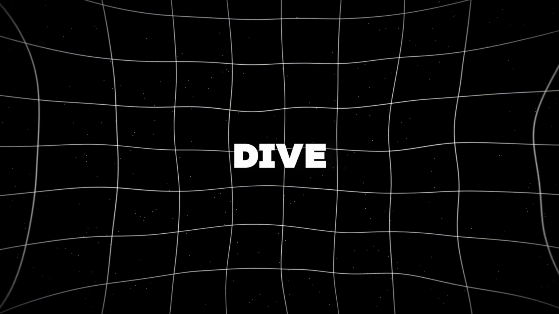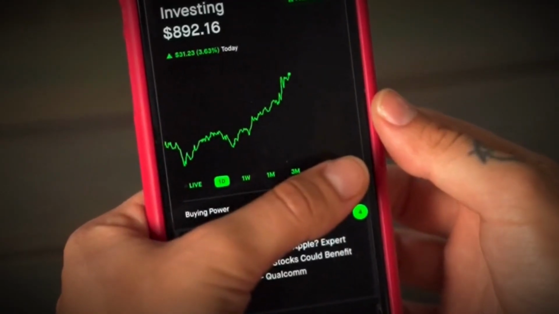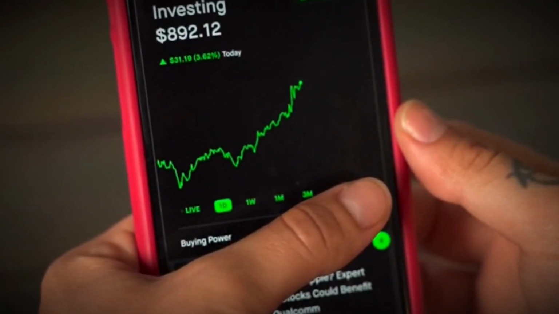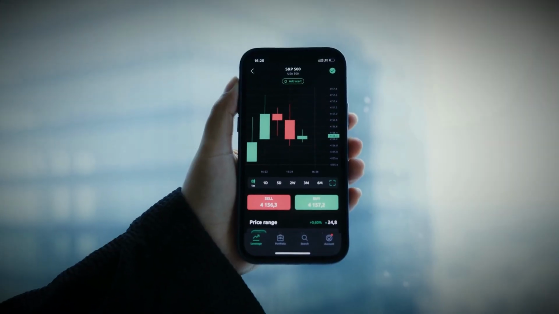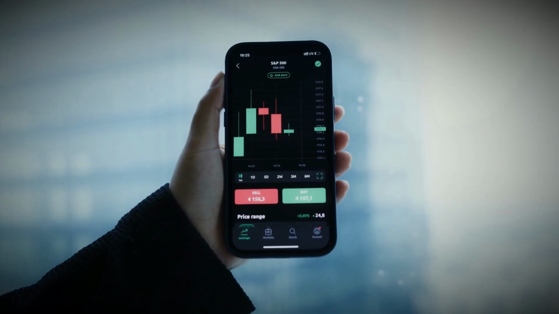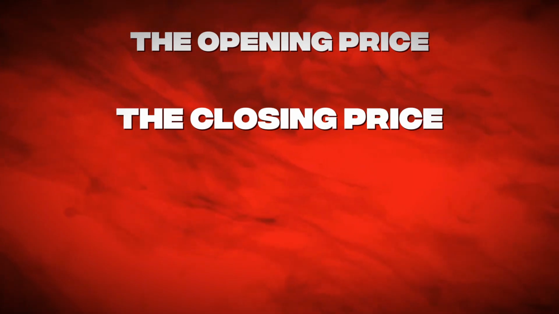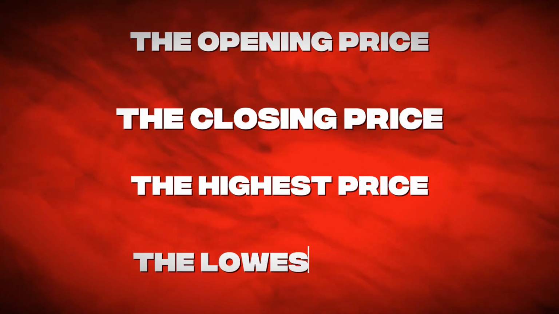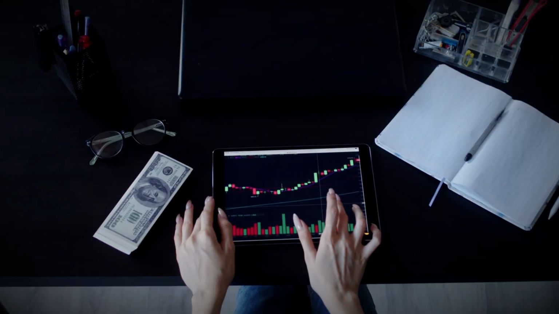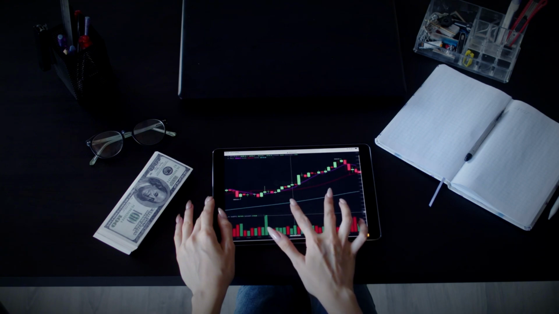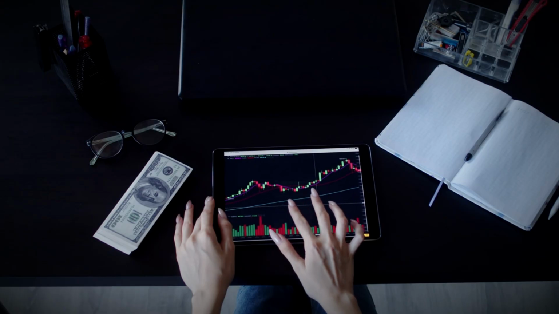Alright, let's dive in. When you open a stock chart, you usually see a lot of red and green candles, but what do they actually show? Each candlestick shows you four things for a specific period of time: the opening price, the closing price, the highest price, the lowest price. The thick part of the candle is called the body.